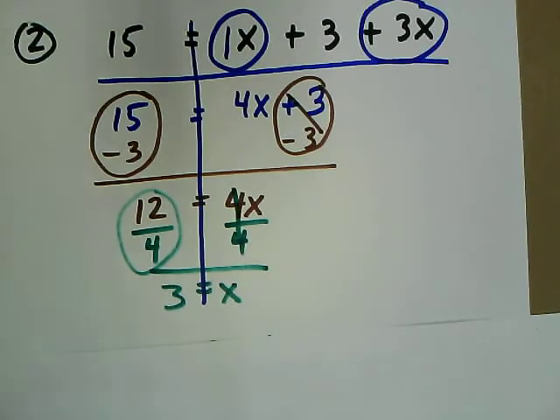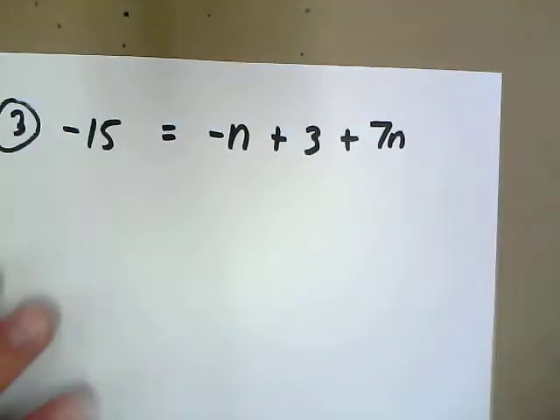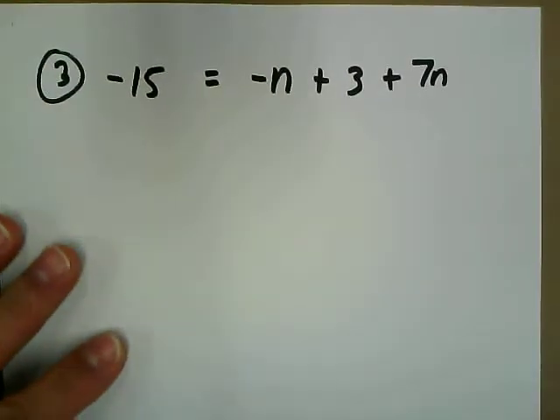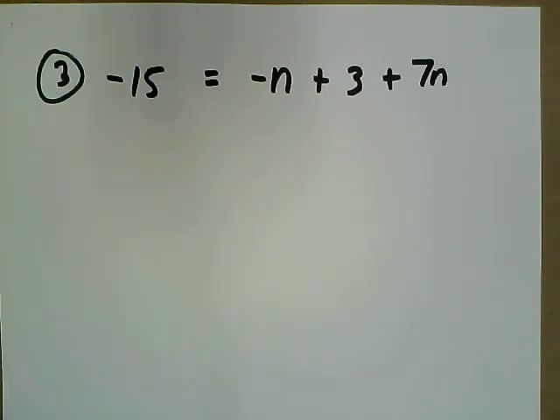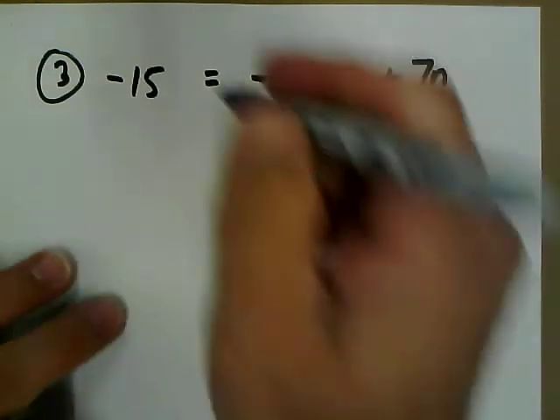Easy peasy. If you were good with the distribution, you should be good with this, because the only thing we changed is the combine like terms. We did not change anything else. The last two steps are always the last 2 steps. You may not have to divide. You may not have to add or subtract, but they're still there. You still do them. You just can skip them. You still want to say them in your head.